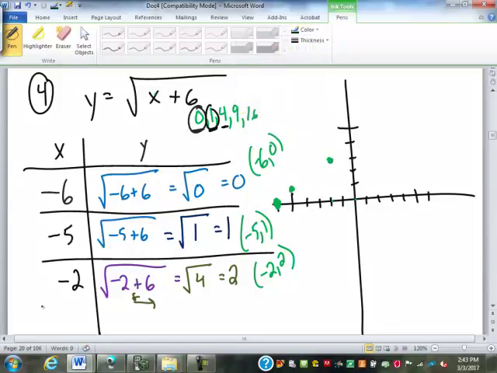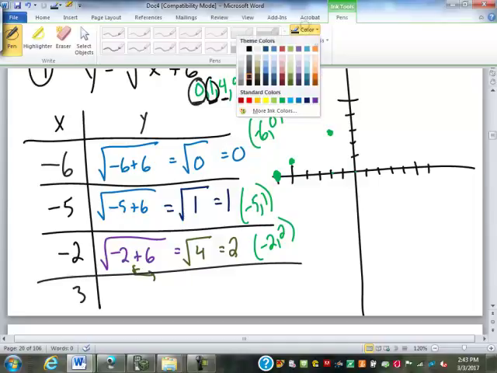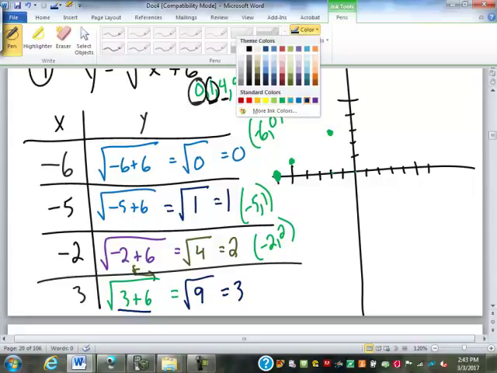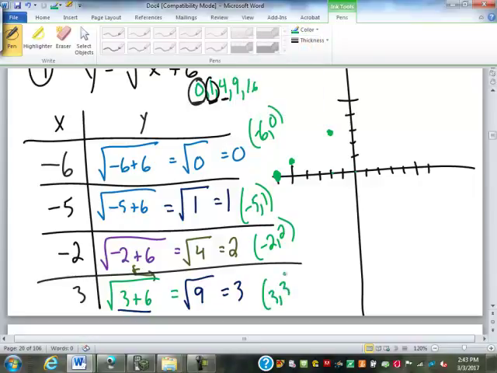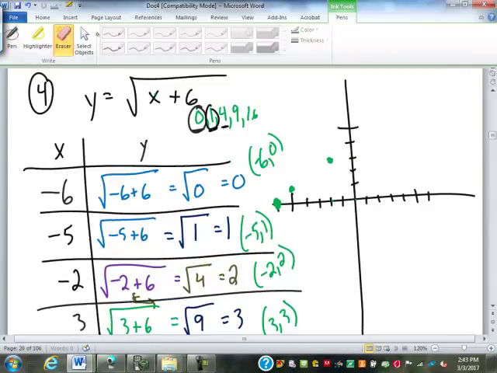Next value I'm going to use for x is 3, a +3. So now I have the square root of 3 plus 6. And of course, what is 3 plus 6? Is 9, and the square root of 9 is 3. You are correct. So when x is 3, y is also 3. I put that point at the wrong spot, didn't I, here? That should have been -2, 2 would have been there. X is 3, y is 3 would be up here. So I can get a picture of my graph that looks something like that.